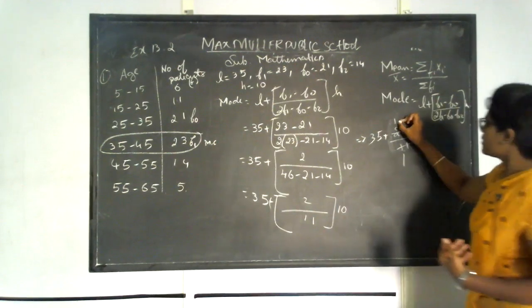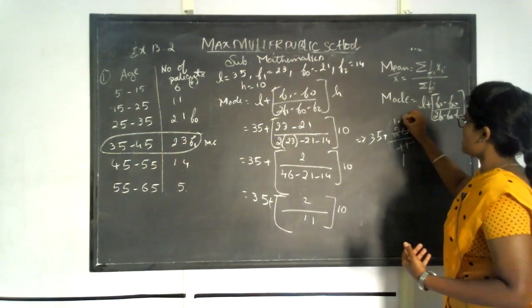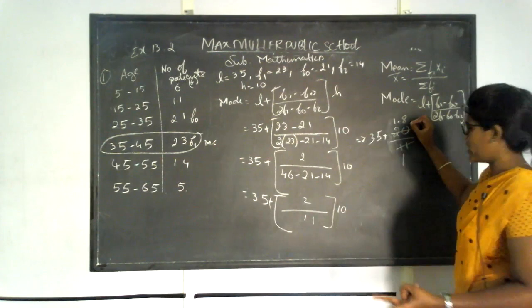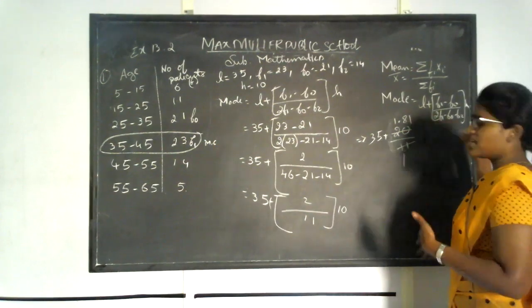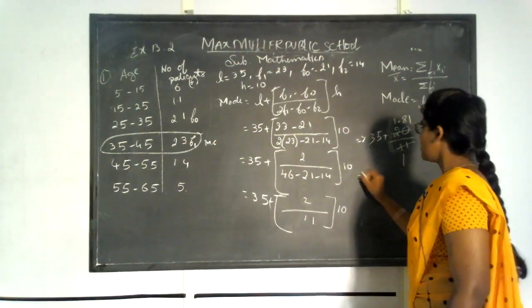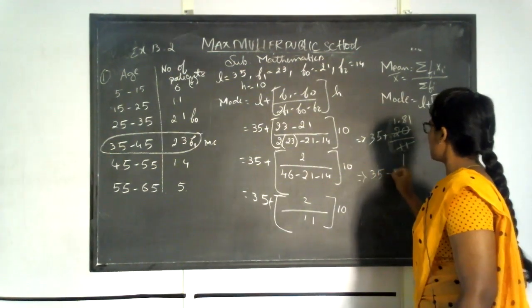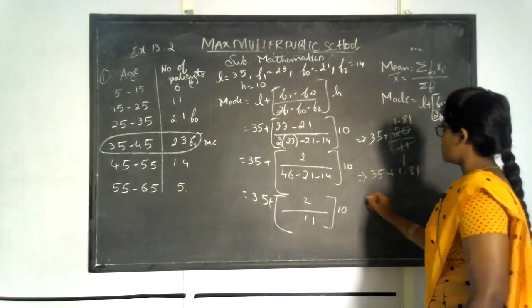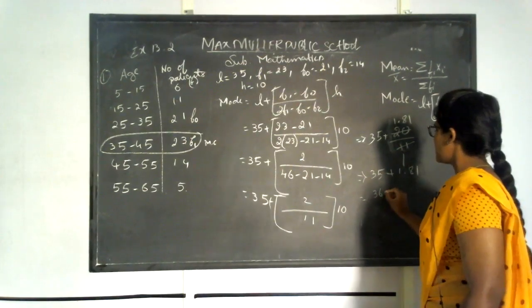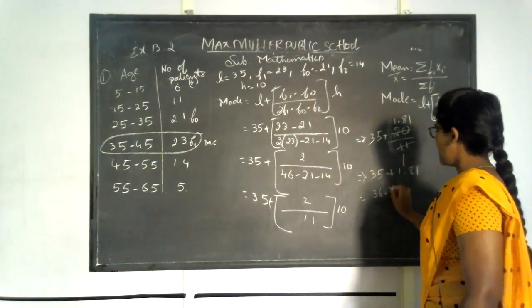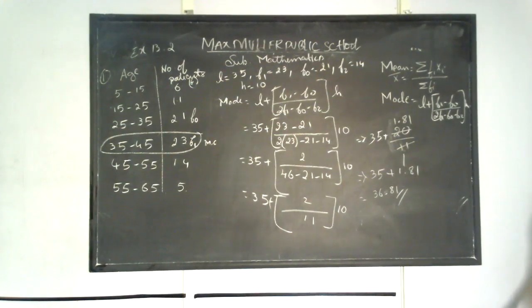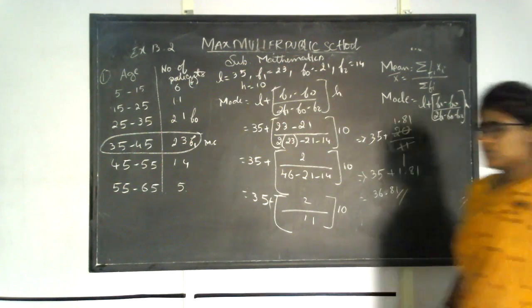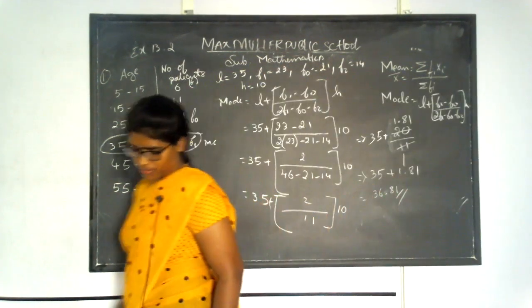If I put a point, it will be 90. So 8 elevens are 88. So you'll be left with 2 again. It is 20. Then again 8 will come. It is a recurring number. So what I'll do is take it as 35 plus 1.81. So what will you get? 36.81 is the mode you are going to get. 36.81 is the mode for the following frequency distribution table, whatever they have given.